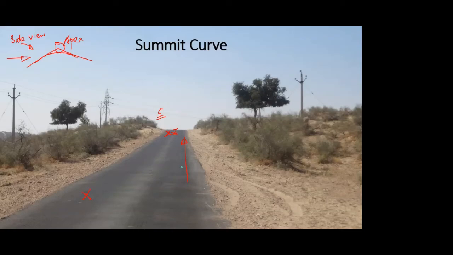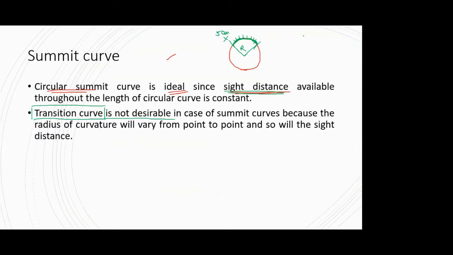So in this case, we don't need a transition curve. Because what will happen in a transition curve? You know, in a transition curve, the radius keeps varying. It starts with infinity and then achieves some value, suppose r1. If I call it radius, the radius varies from infinity to r1.